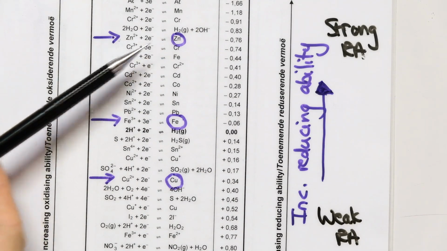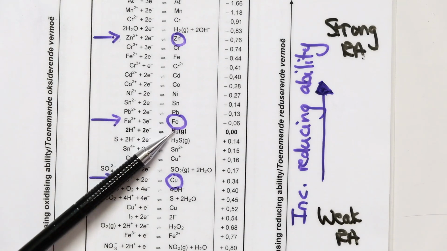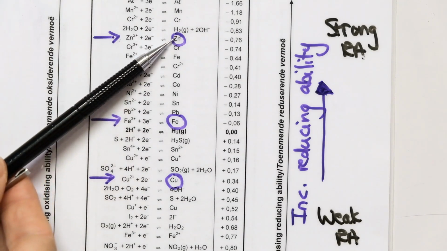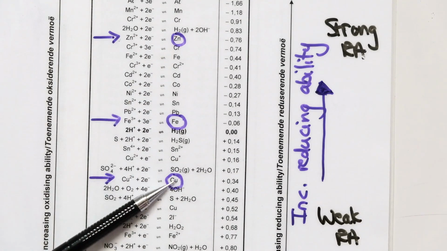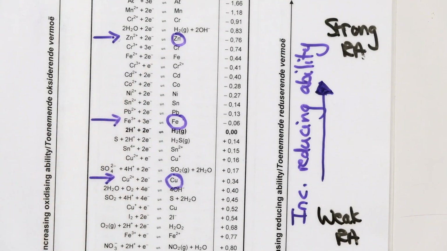Your answer is zinc is a stronger reducing agent than iron. Remember, our pipe is iron, so we want something else that will oxidize more easily. So zinc is a stronger reducing agent than iron. Copper is a weaker reducing agent than iron, so copper won't react, then your iron pipe will corrode. So you would choose zinc. I'm going to repeat that. Zinc is a stronger reducing agent than iron, so therefore the zinc will undergo oxidation before iron.